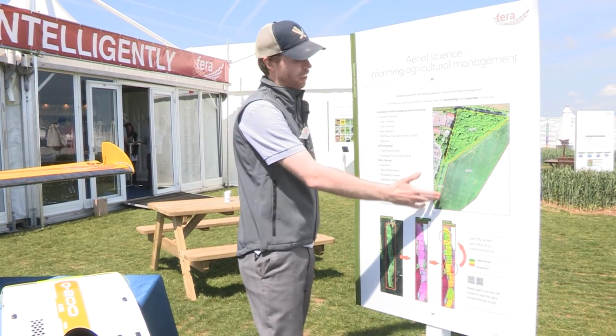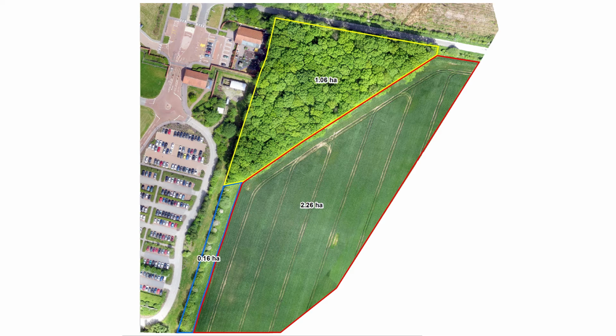For example, you've got your hedgerow here in 2D, it's very hard to see what the composition of that hedgerow is. When you visualize that in 3D, you can see your trees, the heights of your trees, you can get the actual volumetric measurements of that vegetation.